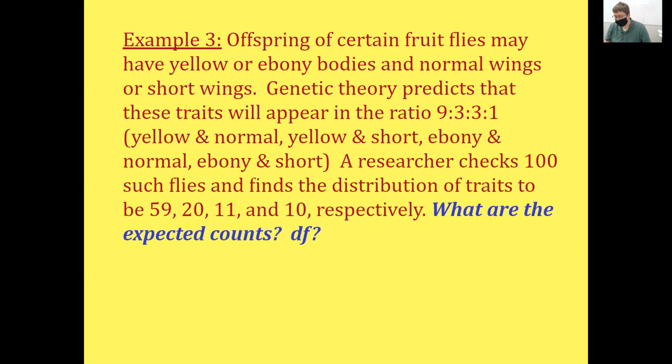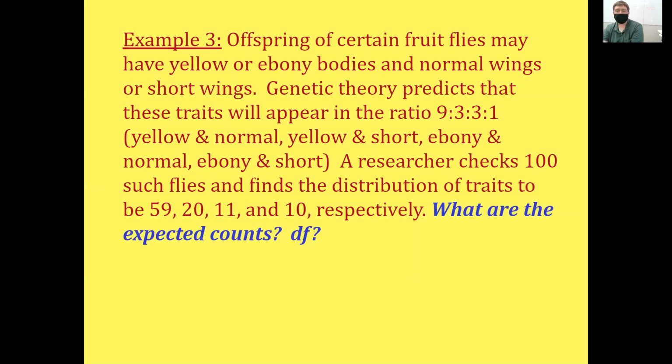So what do we want to do here for the expected counts? How do we want to go about this? Got to be a little creative here. We can't just divide everything equally. We don't have 4 categories divided by 125 for each, because what do we notice here? Yeah, we got a ratio, right? So we got to be careful that we stay true to that ratio, because we're not going to expect that the yellow normal ones are going to be the same amount as the ebony short ones.